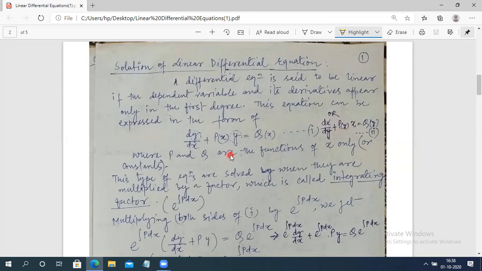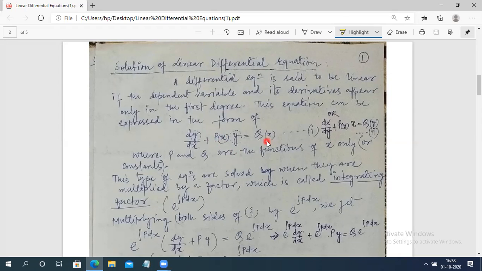Okay, here p and q are functions of x, that is why I have written x in brackets. It doesn't mean p multiplied by x. This is p, a function of x only, or it may be constant. Similarly, q may be a function of x only, or it may be constant.